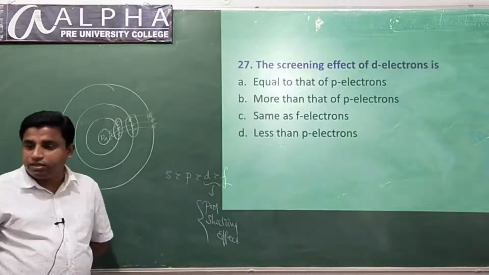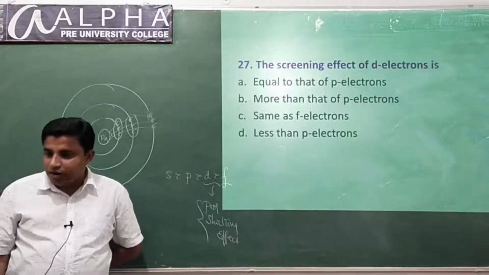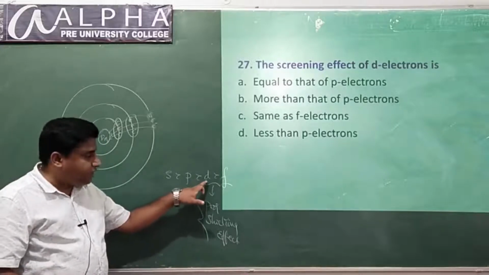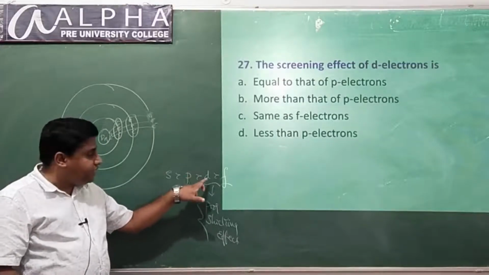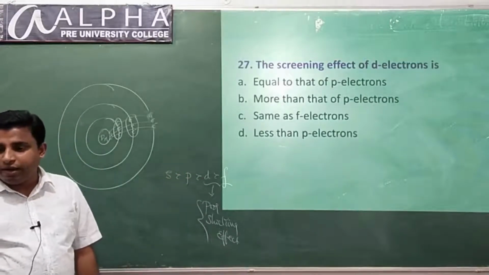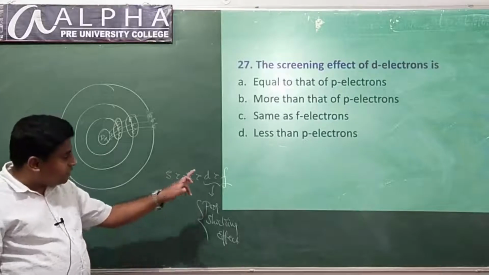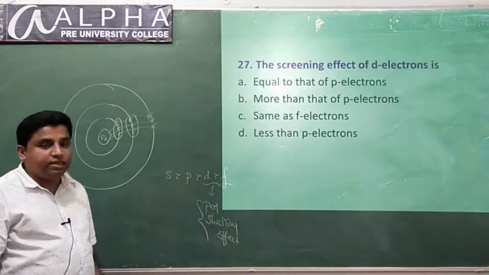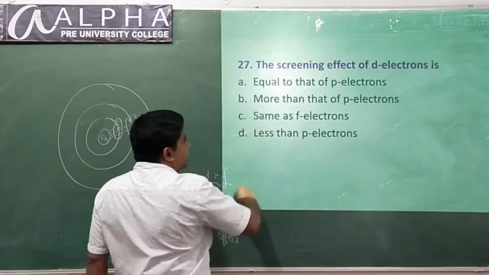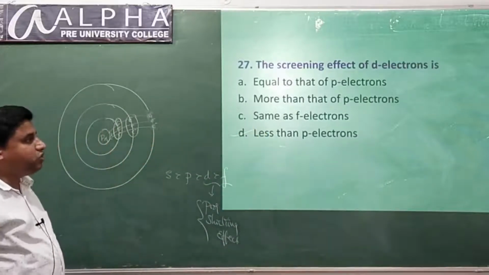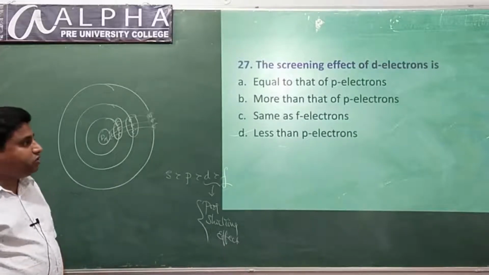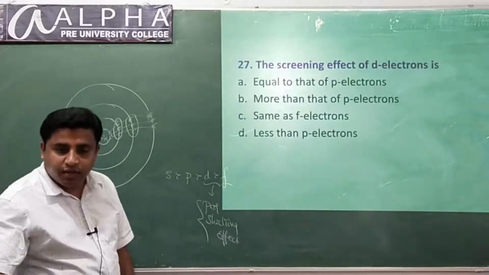So now the question is, is the screening effect of d electrons equal to that of p electrons? No. The screening effect of d electrons is less than that of p electrons. Am I correct? Yes. So what is the correct answer? It is option D: the screening effect of d electrons is less than p electrons. Wonderful. Next question.